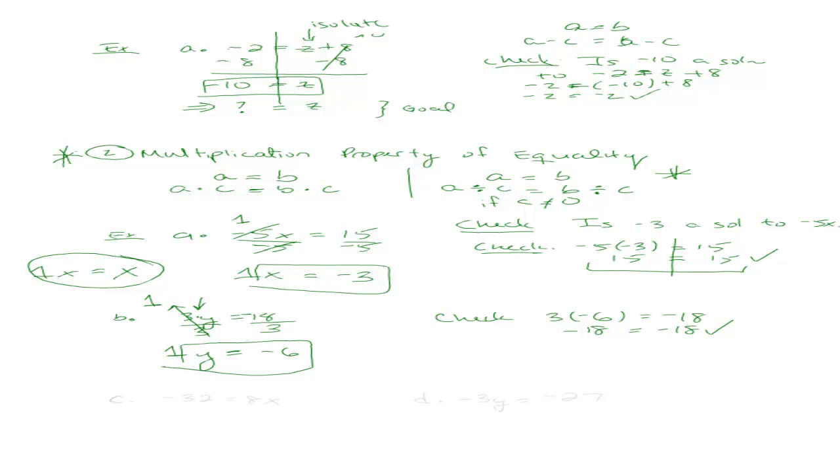Let me give you a couple more for you to try out in this type of problem. So one of the problems you can try is negative 32 equals 8x. And also try out negative 3y equals negative 27. And I want you to solve for x and solve for y.